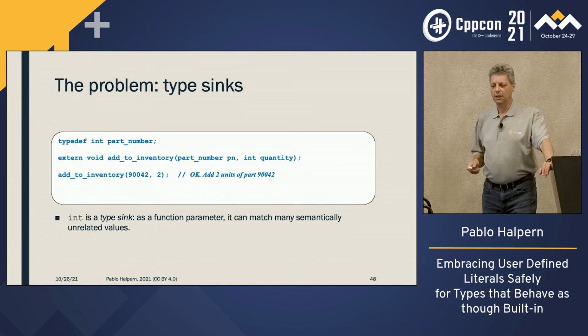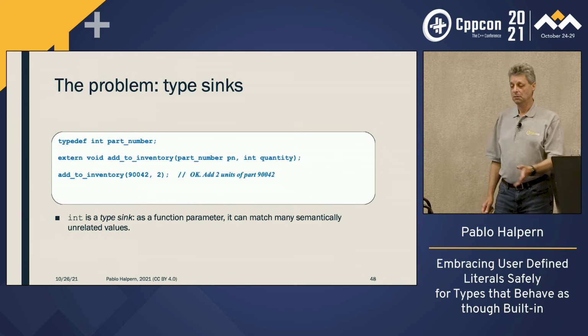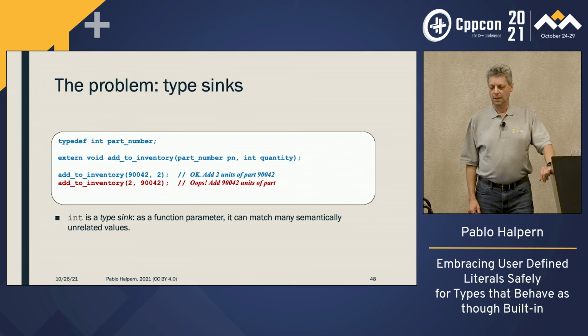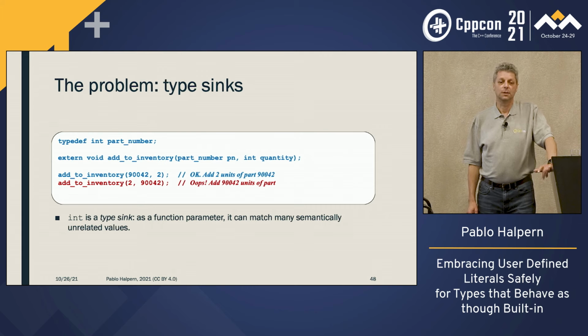So we have our add to inventory function. It takes a part number and a quantity, but the part number is simply an alias for int, as we see up here. So when we say add to inventory and we pass in the part number and the quantity, great, it adds 2 units, in this case of part number 90042. And then if we accidentally reverse the arguments, the compiler will be none the wiser and just do the wrong thing, right? So we have a bug in our code, and it's a hard to detect bug because who's to say that you don't really want 90,042 items of part number 2, right?